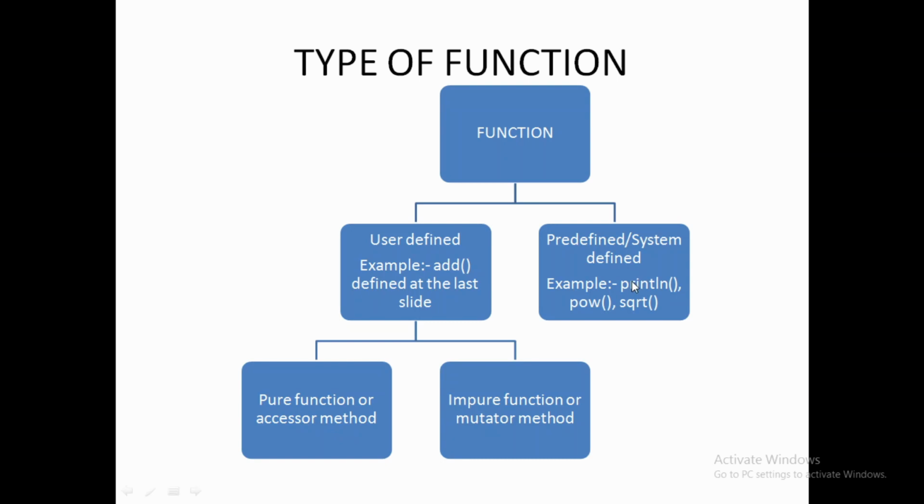Predefined or system-defined functions are already defined inside Java. We have used those predefined functions. Some examples of predefined functions are println, pow, sqrt, etc. Now user-defined functions again divide into two categories: pure function or accessor method and impure functions or mutator method. We'll see with the help of examples what are pure function or accessor method and what are impure function or mutator method in next few slides.